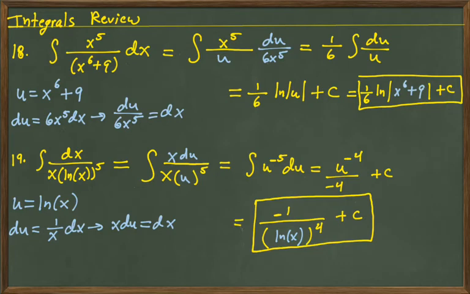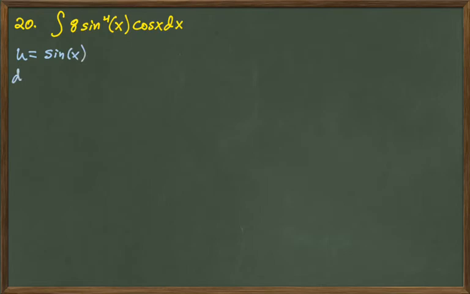All right, I think I got 3 more for you. Let's look at the integral of 8 sine to the 4th x cosine x dx. When we have a combination like this, you want u to be the base that has an actual power. Here we have sine to the 4th, so you want u to be the sine of x, and then the differential du is going to be cosine x dx.